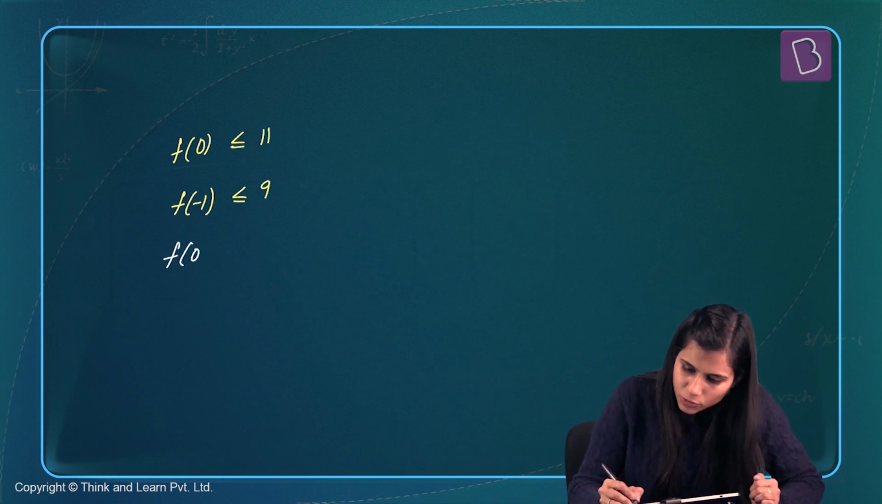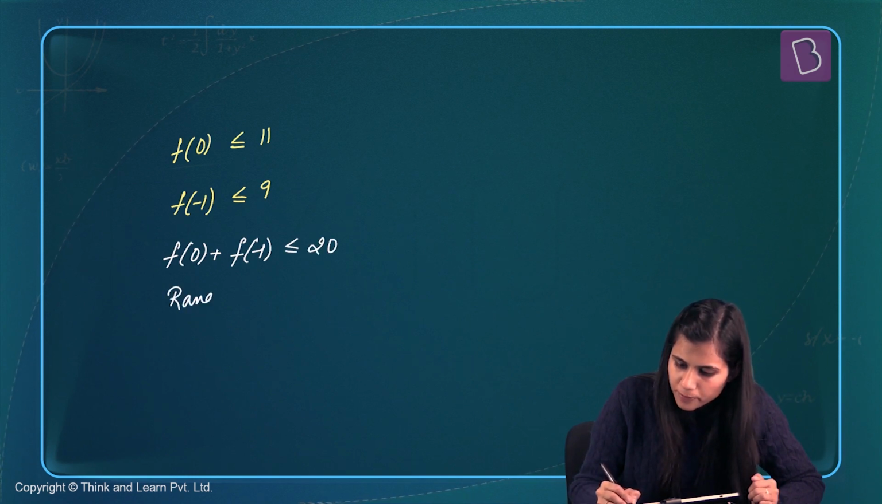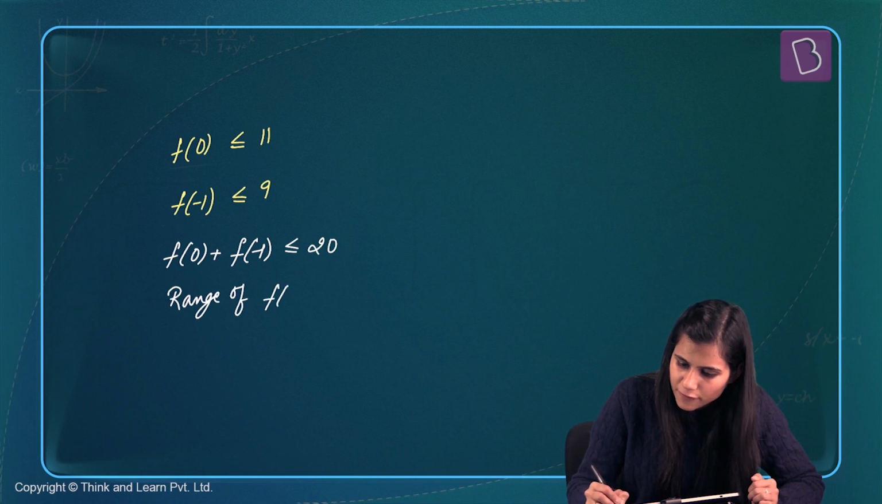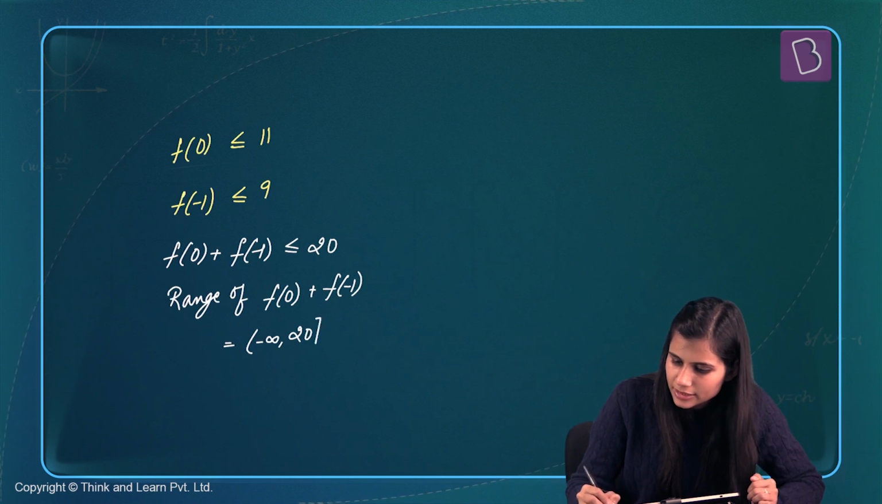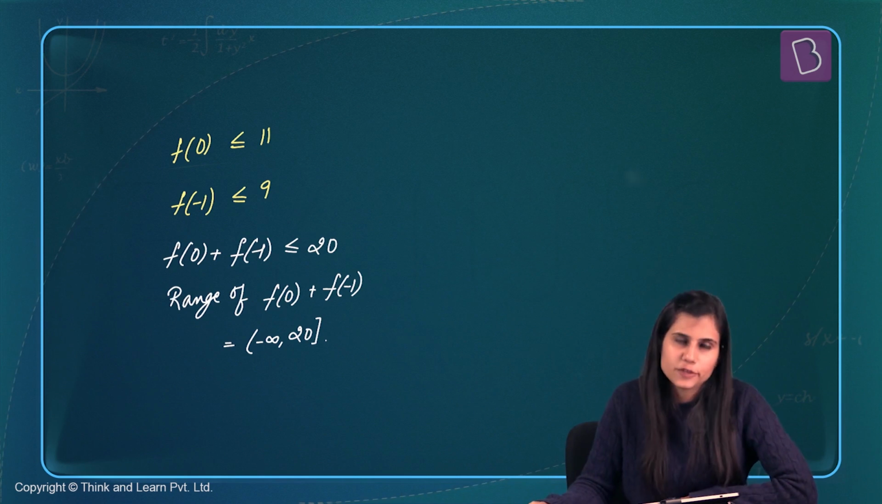So what do I get? I get f of 0 plus f of minus 1 is less than or equal to 20, or the range of this expression f of 0 plus f of minus 1 is what? Minus infinity to 20 closed here, right? And that is your answer for this question.